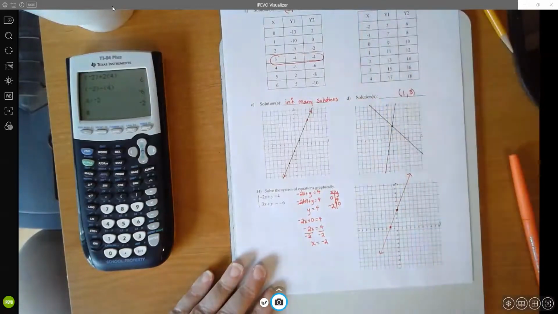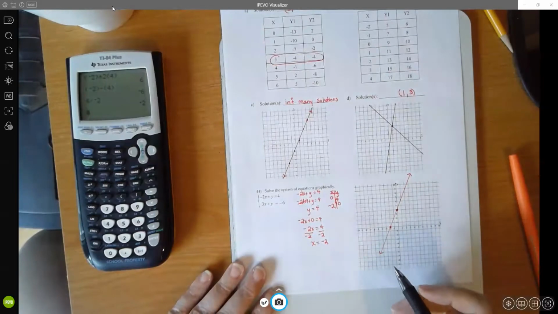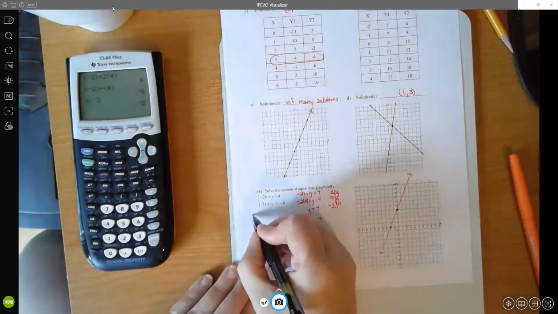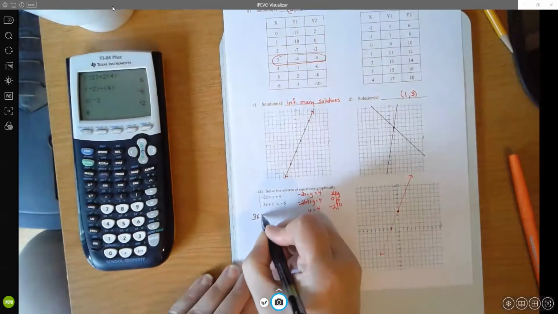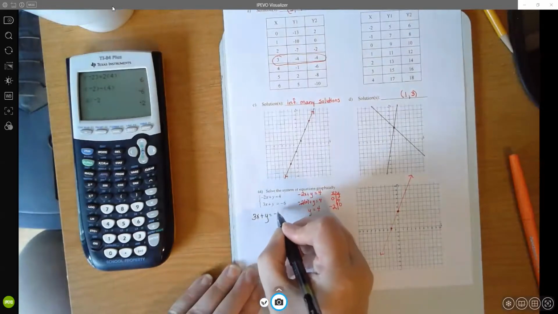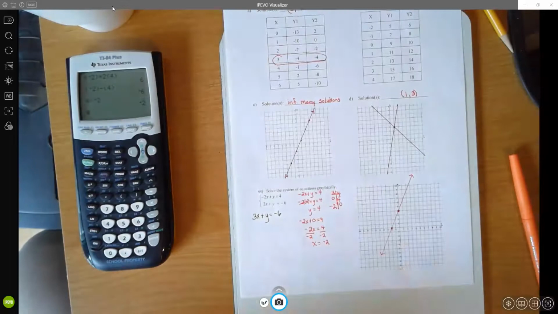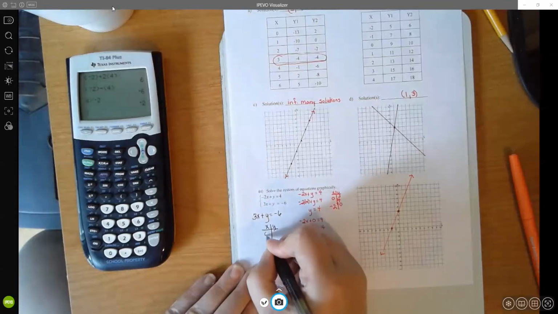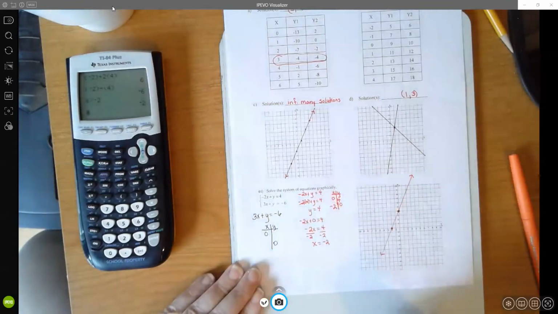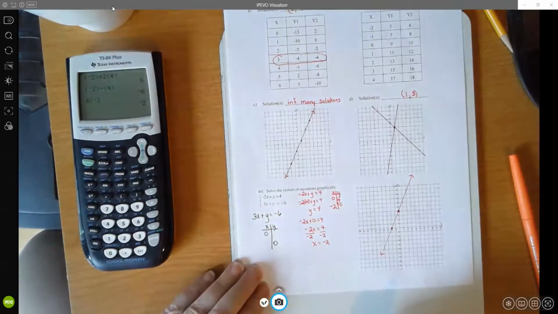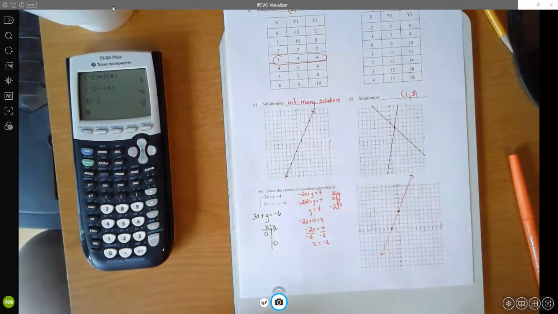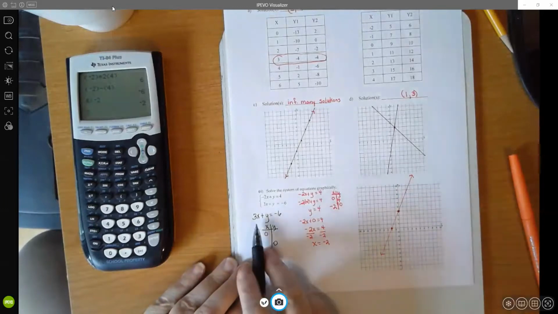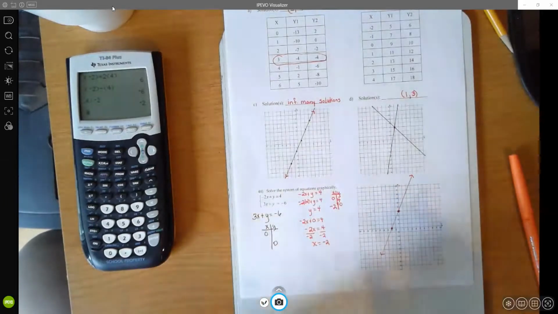Now, to keep things neat and tidy, I'm going to switch colors and take 3x plus y equals negative 6. And again, because it's not solved for y, I'm just going to go on and use the x and y intercepts. If it was solved for y, I would use the y equals mx plus b and use the slope and y intercept. But in this case, I'm going to use the x and y intercepts.